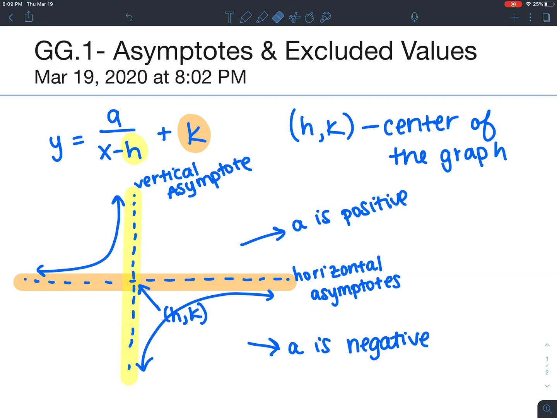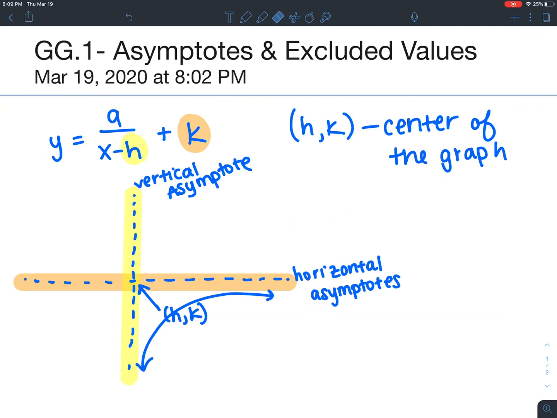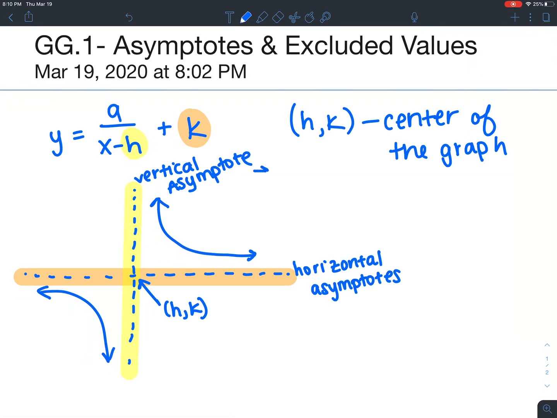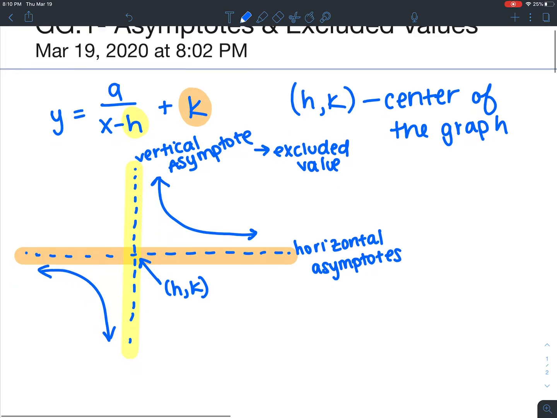The good news is you don't actually have to graph these, because graphing them is something you'll do in Algebra 2. However, you still need to be able to identify where the asymptotes are, so we're going to practice that right now. Think of this vertical asymptote as your excluded value. Remember, whatever would set the denominator equal to 0 is the value that is not allowed into the function. That's why it's excluded.